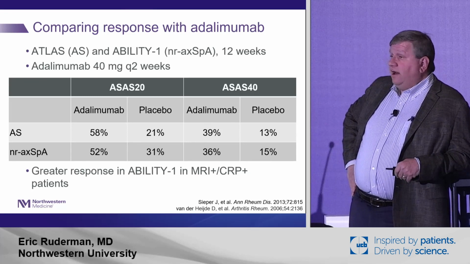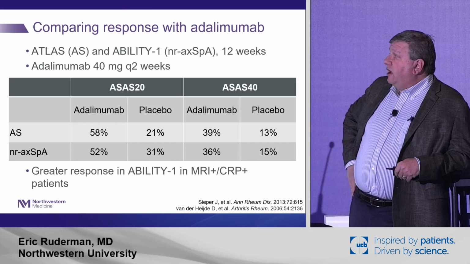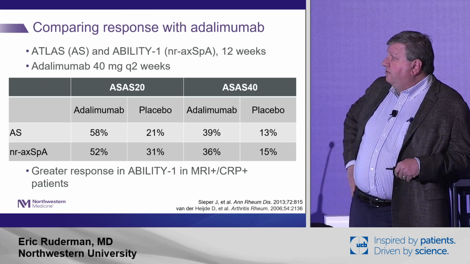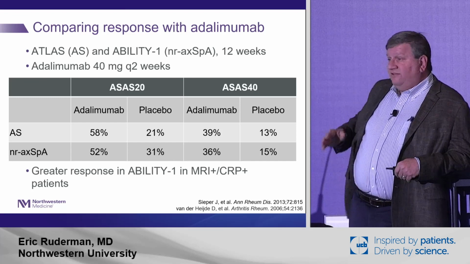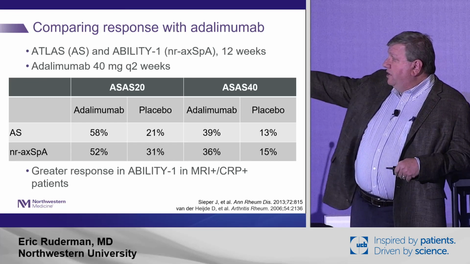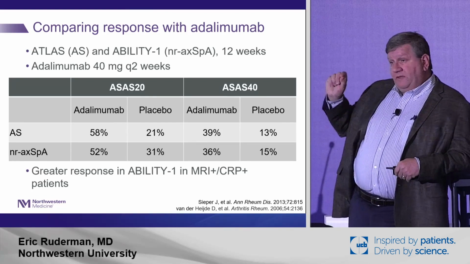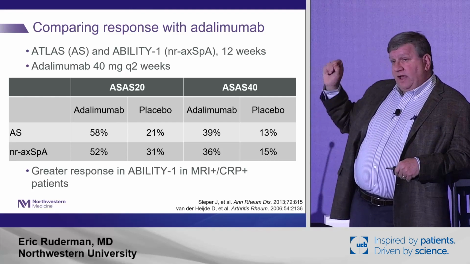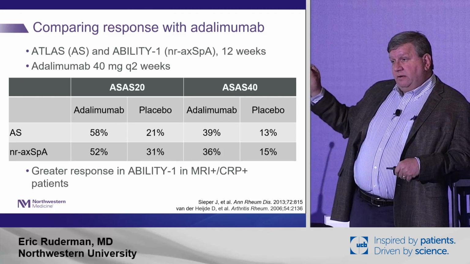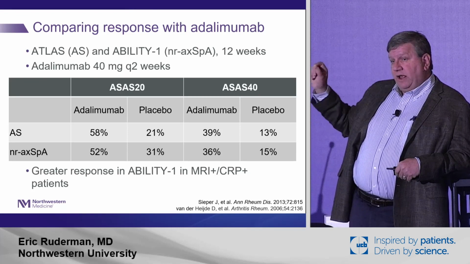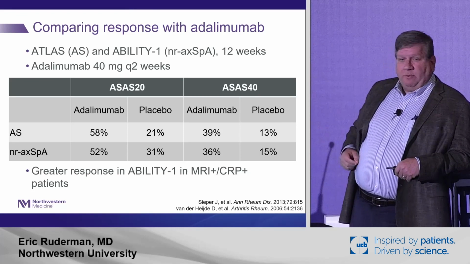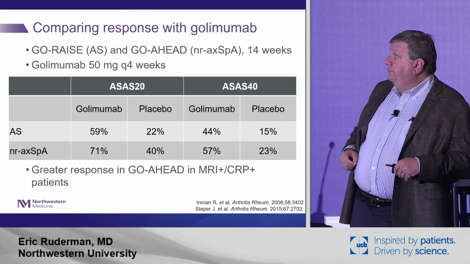So here is adalimumab, okay? The ATLAS trial, which was their primary registry trial for ankylosing spondylitis, and later the ABILITY-1 trial that was for non-radiographic disease. Same outcome measure, ASAS-20 and ASAS-40 at 12 weeks, same dose, and if you look at the numbers, pretty similar. The response was pretty similar, with the caveat on the bottom that if you had a positive MRI, bone marrow edema, inflammation on MRI, or an abnormal CRP, you got better response in the non-radiographic group.